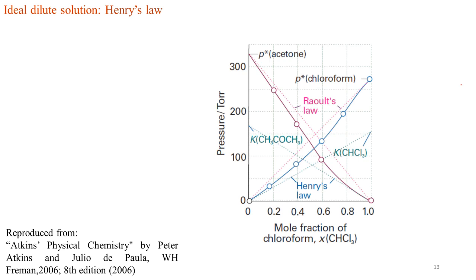And this is a real curve of experimental data for two solvents, acetone and chloroform, and you can see there are other solvents also here, like acetic acid and chloroform. You can see that these dotted lines are Henry's law, and this is basically Raoult's law. So both are actually linear variations, and Henry's law was formulated only for dilute solutions.